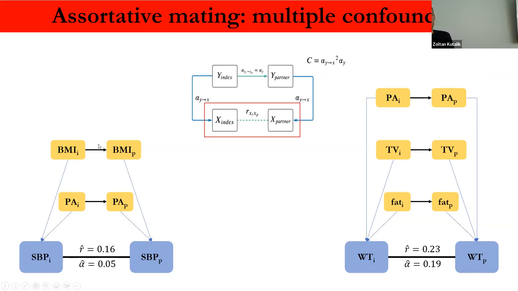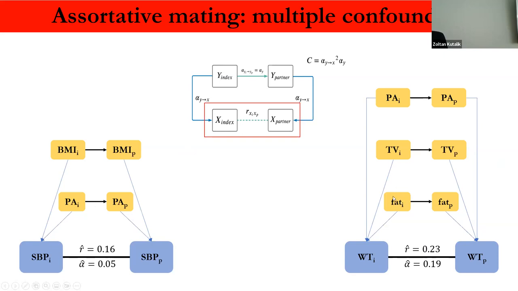Again, here, we estimated the causal effect of BMI and physical education in the index and the partner. We estimated the causal effect of BMI on systolic blood pressure, and physical education on systolic blood pressure. And we estimated what might be this path here in total and that path here in total. And we see that quite a lot of this difference can be explained by these two paths. If you look at weight, here the difference is smaller.